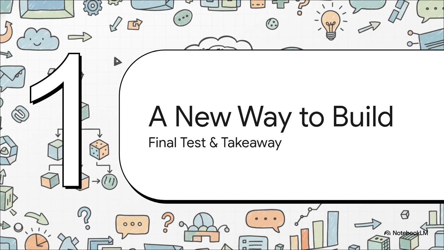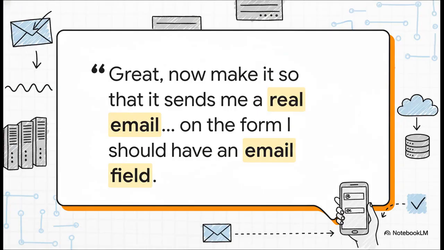But there was one last request to really push the AI's limits and see what this new way of building things is really all about. And this was the final challenge. Make it send a real confirmation email. Now that's a big deal because normally that kind of thing requires servers and back-end APIs and all sorts of complicated stuff. But the prompt was simple. Add an email field and send an email.